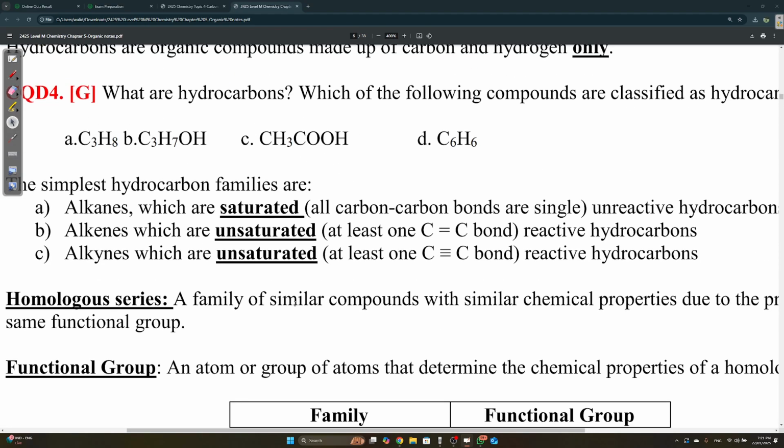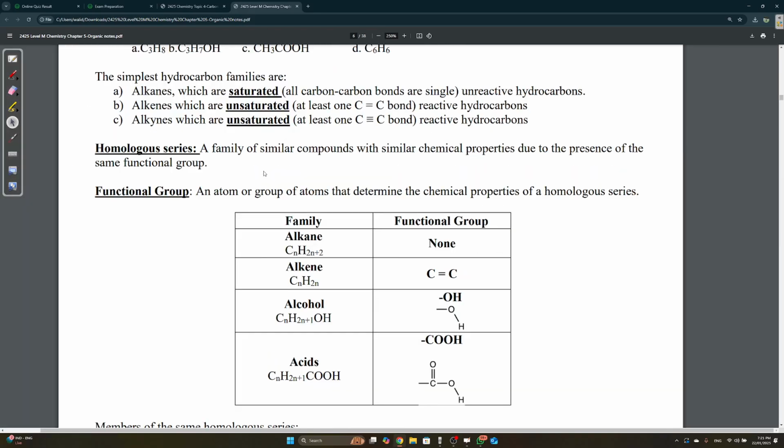Basically, a homologous series is a family of similar compounds with similar chemical properties due to the presence of the same functional group. For alkane, there's no functional group. For alkene, the functional group is the double carbon bond. For alcohol, it's this OH. For acids, it's COOH. That's the functional group.